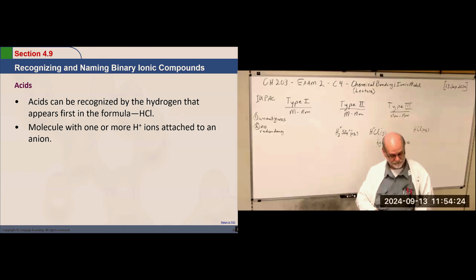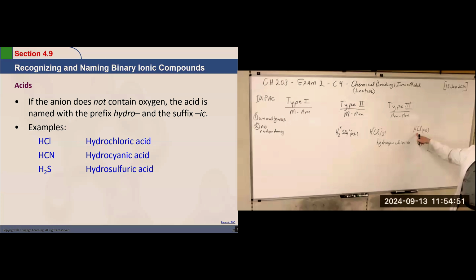So to name it as an acid, once it's in solution, we start the name with hydro. That's only if there's no oxygen there. And then we take the chloride, and ides become ic. So it's hydrochloric acid.